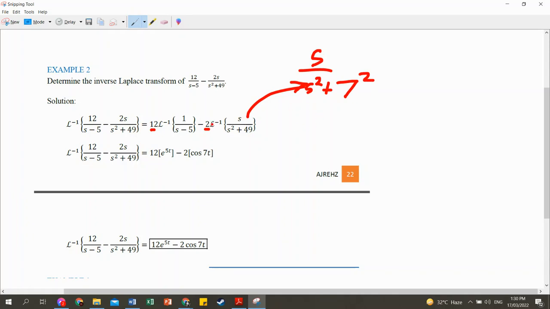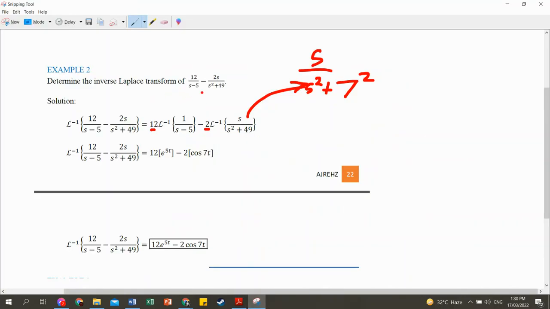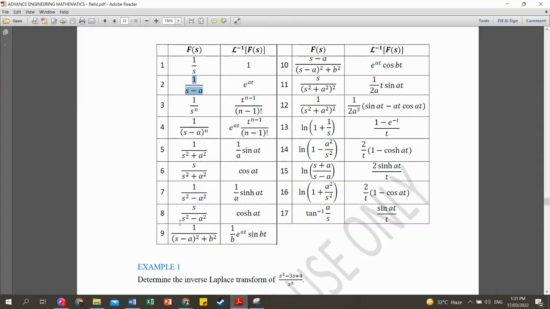So, this one, and this one, look at where it resembles the formula. Obviously, the first term resembles this one, where a is equal to 5. And then this one, s over s squared plus 7 squared, resembles this one. This is number 6.